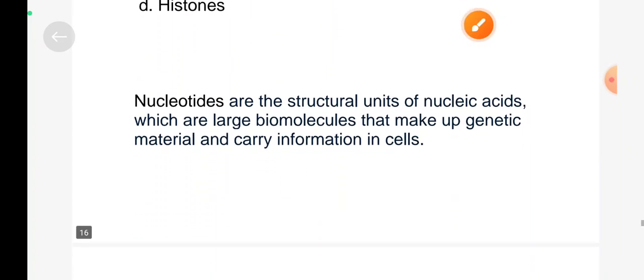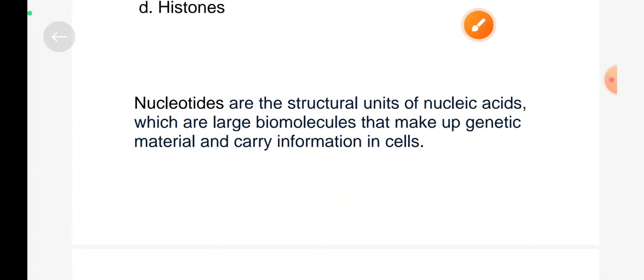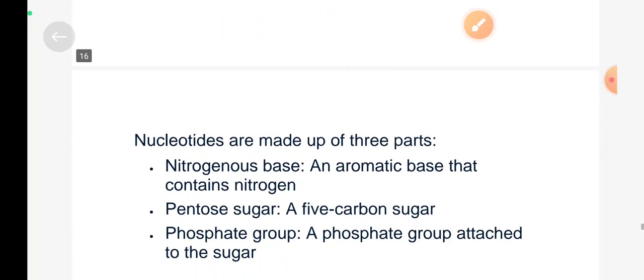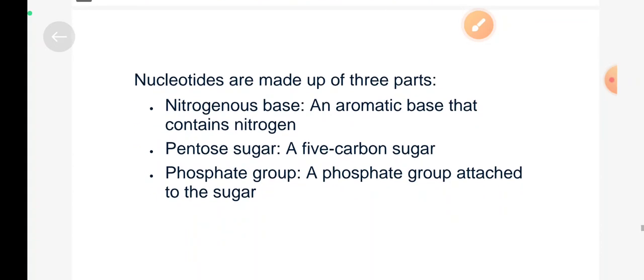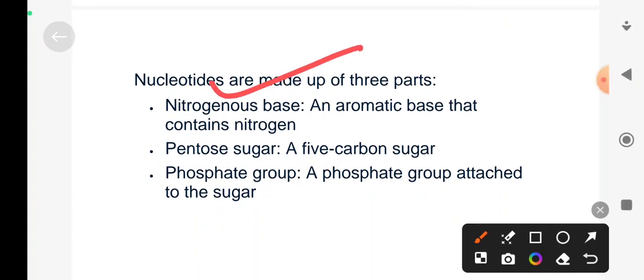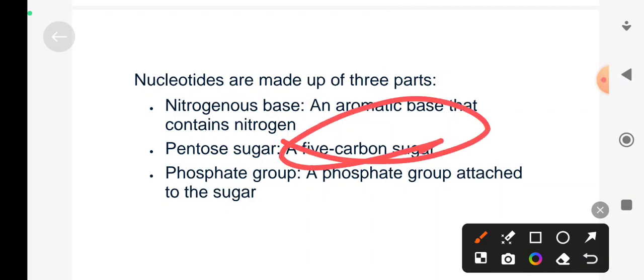Nucleotides are the structural unit of nucleic acid, which are large biomolecules that make up genetic material and carry information in the cell. Nucleotides are made of three parts: nitrogenous base, pentose sugar, and phosphate group. A nitrogenous base is an aromatic base that contains nitrogen, a pentose sugar is a 5-carbon sugar, and a phosphate group is attached to the sugar.